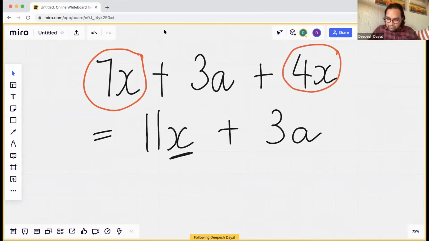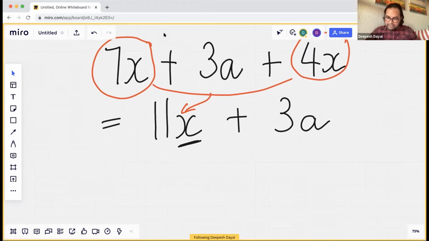So 7 plus 4 gives us 11x. But the 3a just stays on its own because it's got nothing to add to, right? There is no like term with the 3a. I hope this is making sense. Anybody still struggling with this concept where we add like terms and then we leave the other one on its own because it doesn't have a matching like term? Let's see. No, sir. Okay, Buckland also said no. Wanga says no, this is right. Okay, 11x plus 3a.